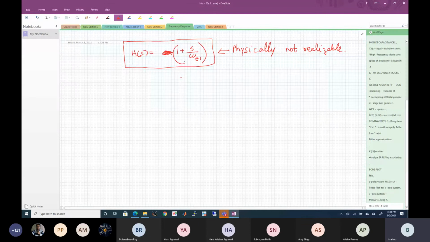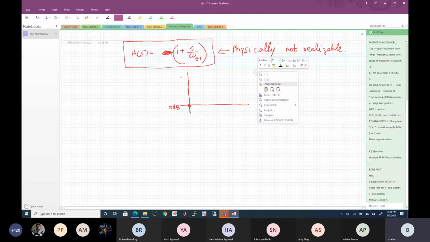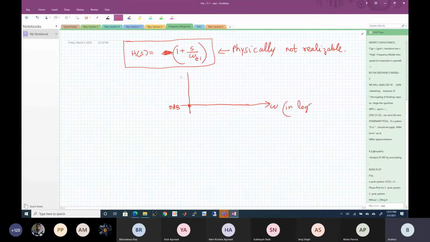Okay, so now let us try to draw the plot. So how will this plot look? At omega equal to 0, what is the value? 0 dB. At omega equal to infinity, on omega log scale, it will approach infinity. Now, what will be the slope of this curve? It will be plus 20 dB per decade.